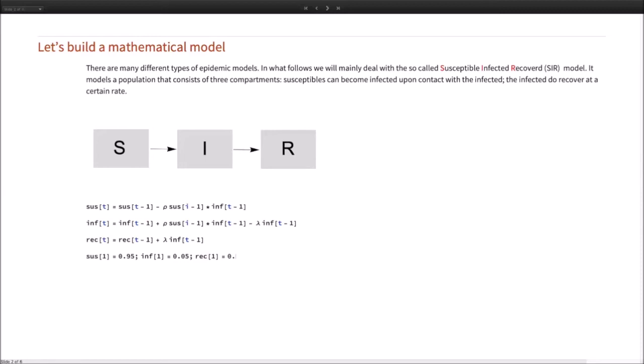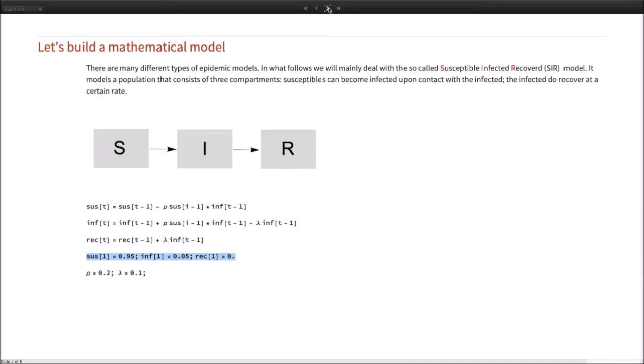Two numbers are missing now. We don't know yet what the rho is and what the lambda is. So how many people get infected by an infected person, how many people recover, and how fast do they recover? These would be numbers that we get from data, from measured data, from observations. But what we do here is we'll start and say we'll take the rho to be 0.2 and we'll take the lambda to be 0.1. Now our model is complete. We have the equations that tell me how things change over time. We have conditions to start with, and we have these parameters.